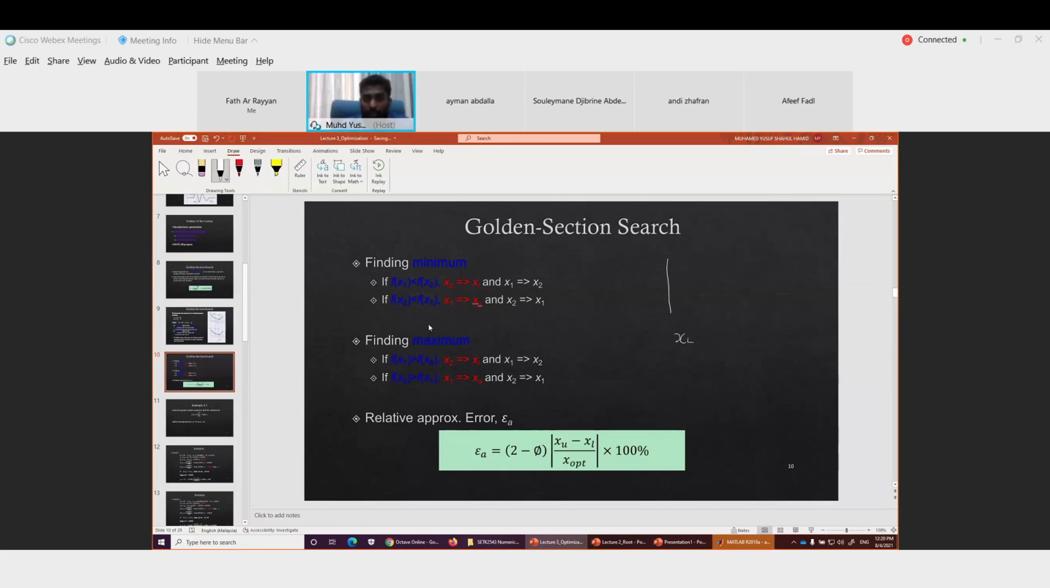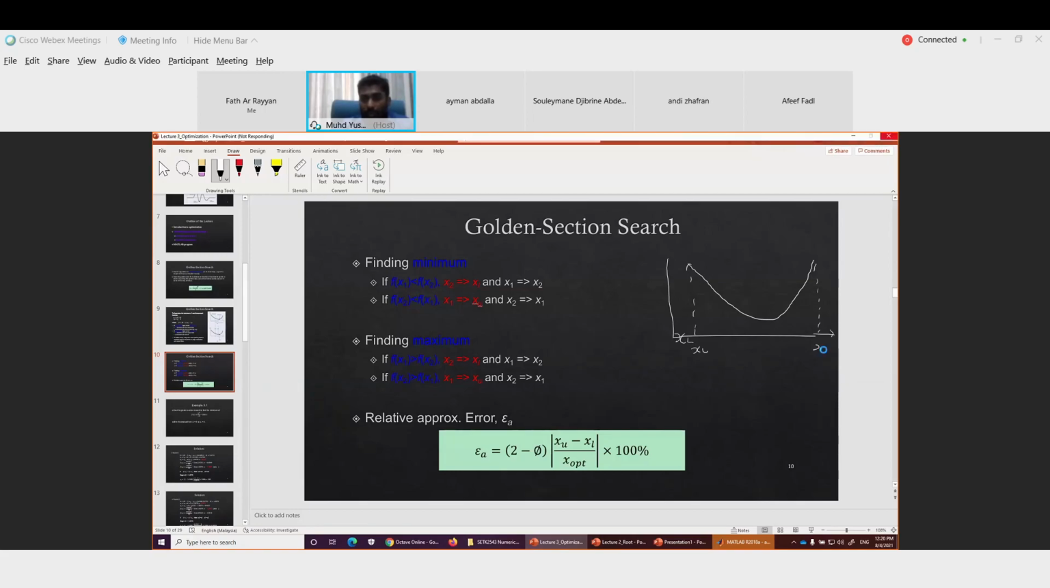So now you have a function here with a minimum. You start with XL and also XU. XL, and then you start with XU. And then you have XL and XU, and from XL you get X1, and then from XU you get X2.